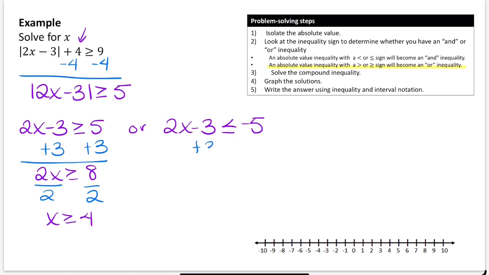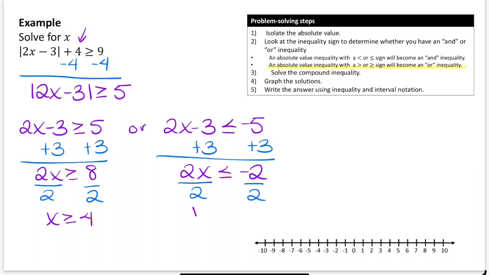So on the right side, I'm going to use the same steps, except I'm going to get a different answer. So I'm going to go ahead and add 3. And that's going to give me 2x is less than or equal to negative 2. And now I need to divide by 2. When I divide by 2, I get x is less than or equal to negative 1.